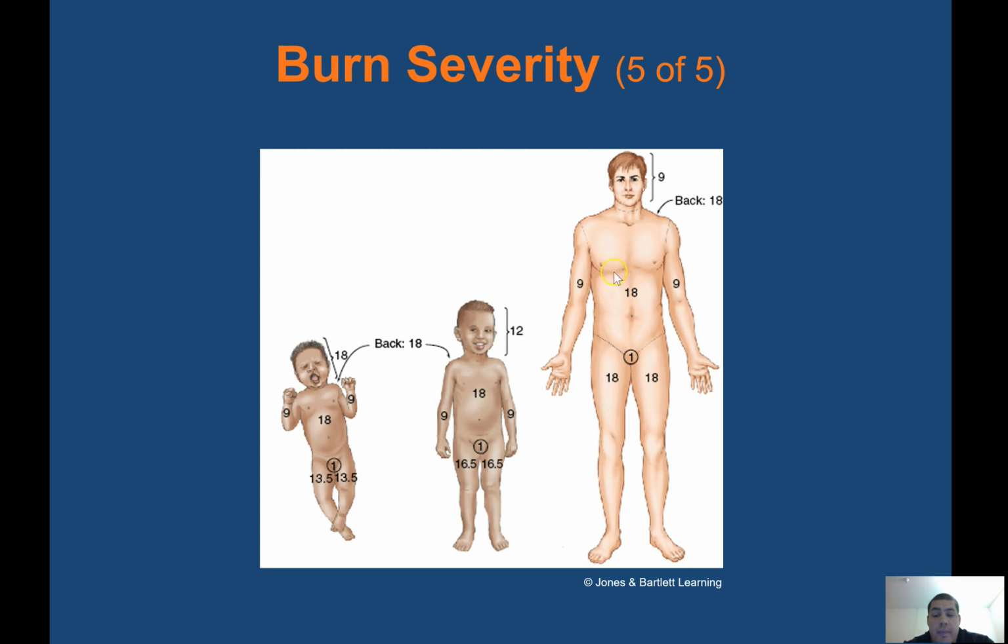The back, the same thing. The top of the back is going to be 9. Bottom of the back is going to be 9. And same thing, so 18 at the front, you split it in half and it's 9. And the back is also 18. It's going to be a little different for kids and infants as well. So make sure you guys know your rule of nines. You guys might get tested on that. And your rule of palm.